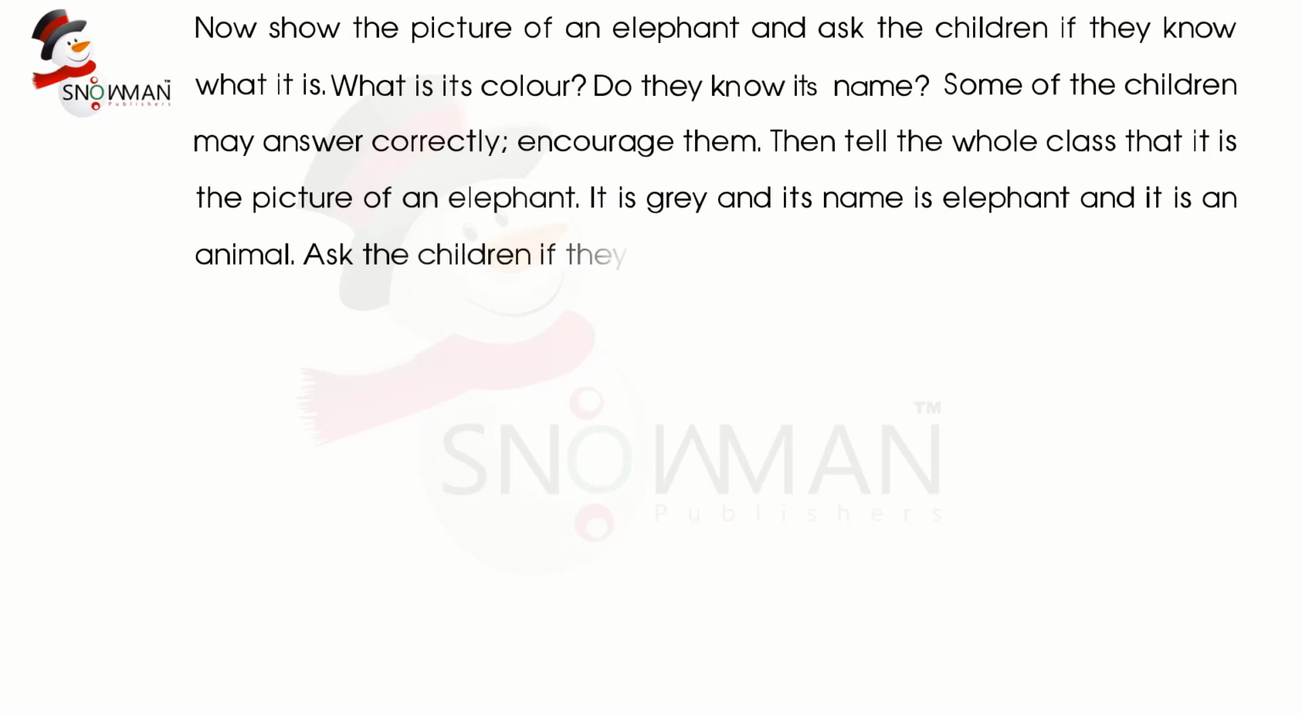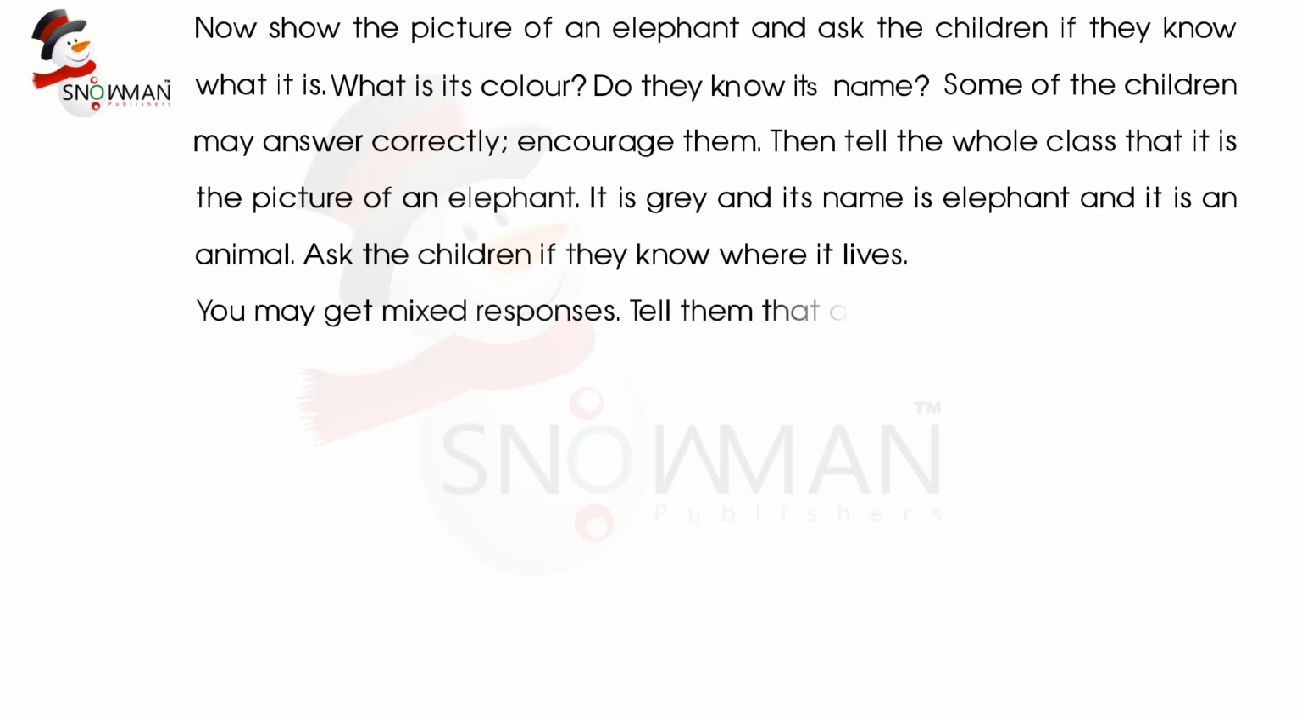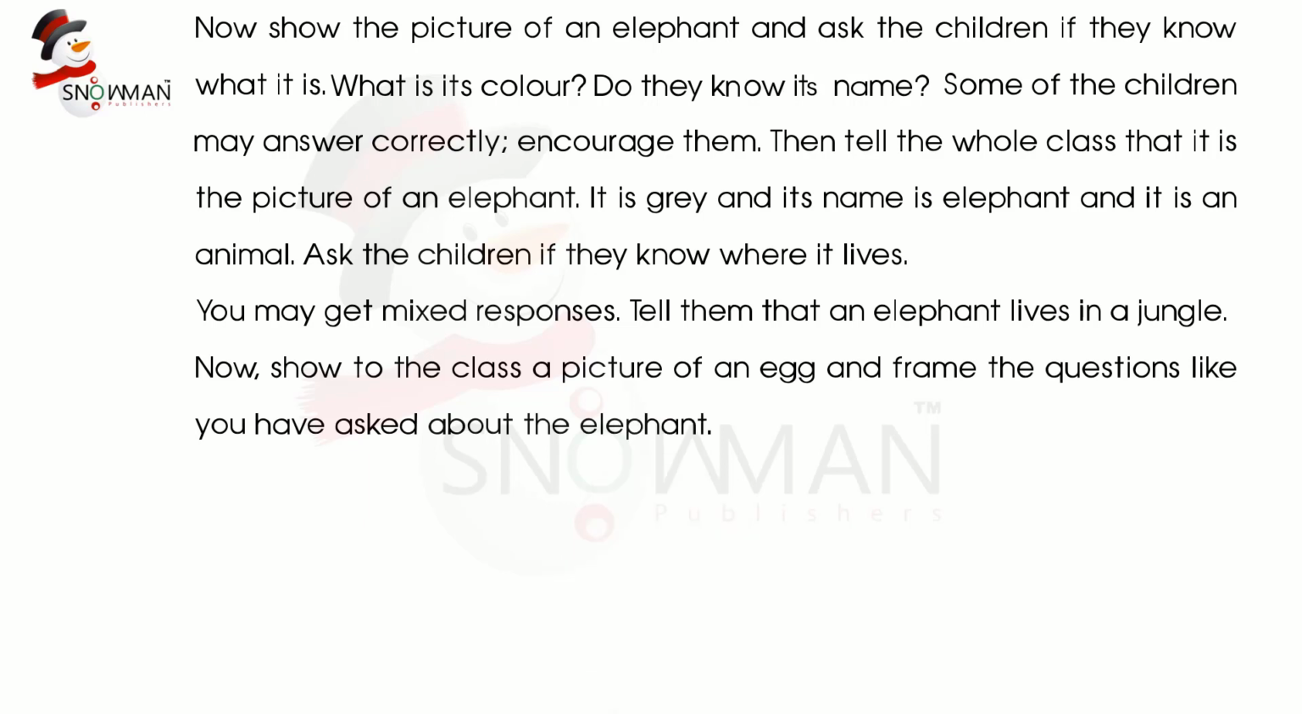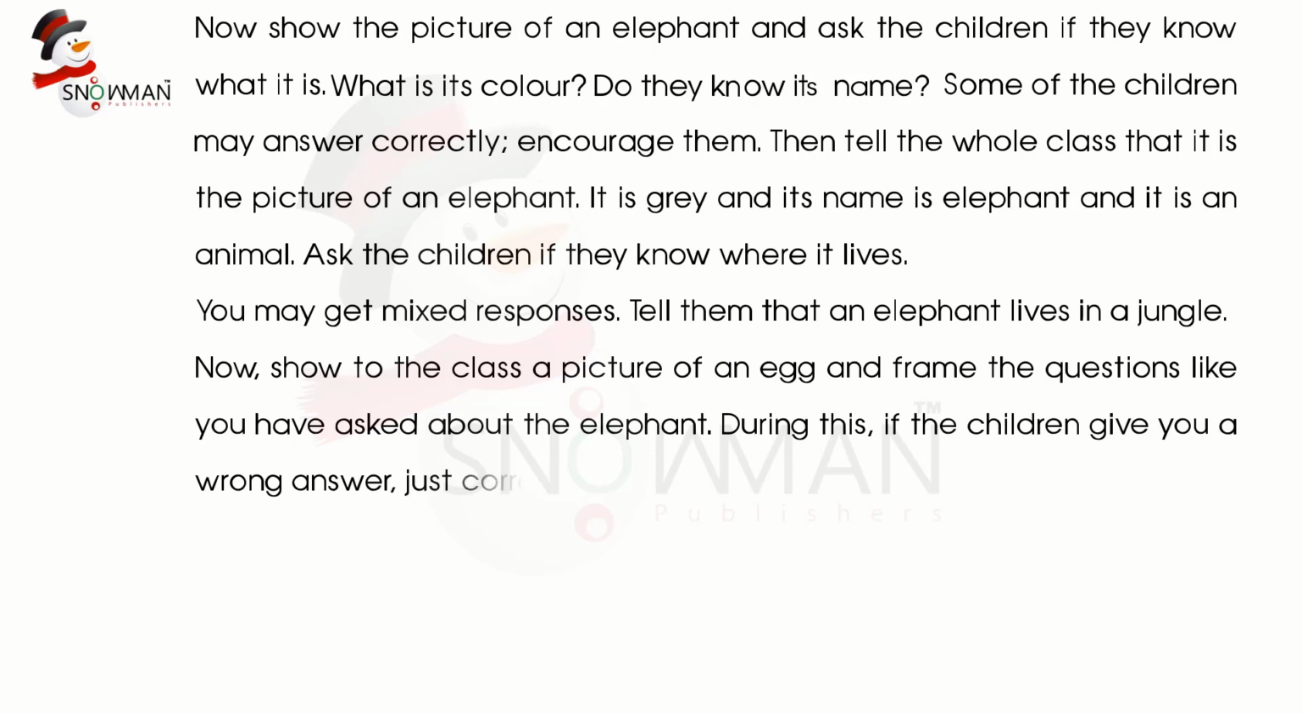Ask the children if they know where it lives. You may get mixed responses. Tell them that an elephant lives in a jungle. Now show to the class a picture of an egg and frame the questions like you have asked about the elephant. During this, if the children give you a wrong answer, just correct them and treat them kindly.